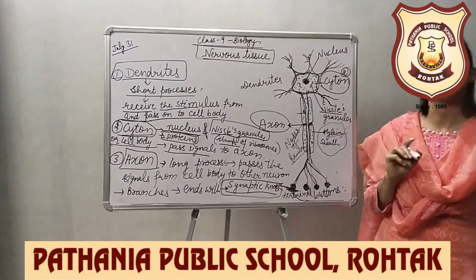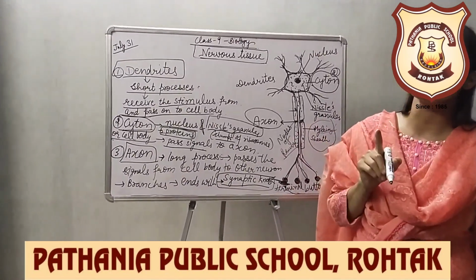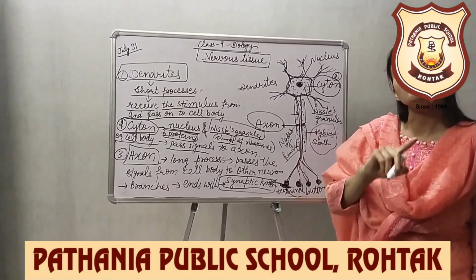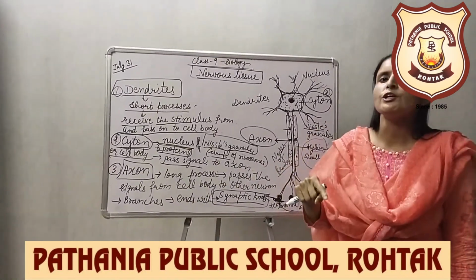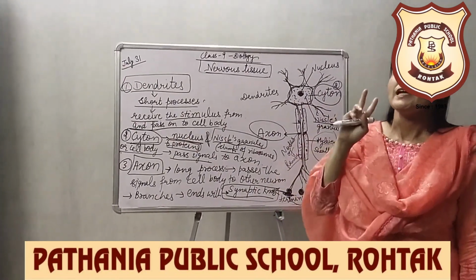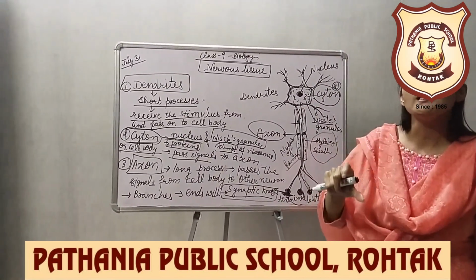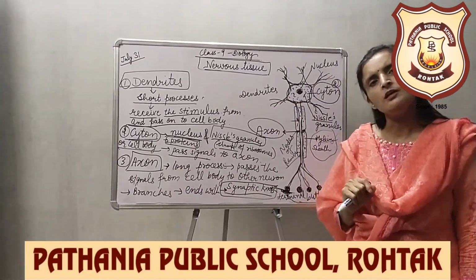The function of the nervous tissue is to generate electrical signals, to receive the stimuli, and to pass the electrical signals from one neuron to another in order to generate a particular response. And the second function is that it integrates and coordinates the different body organs to generate a particular response.